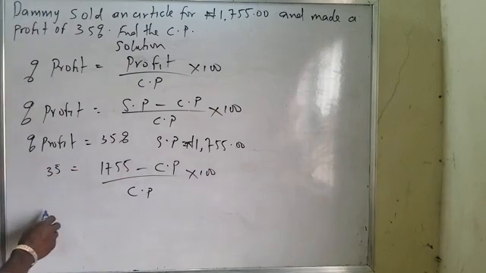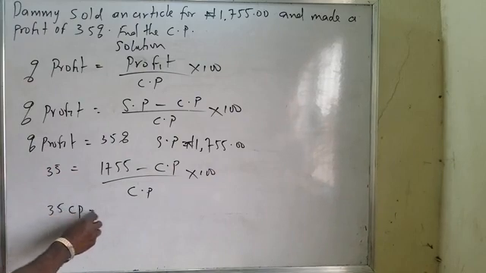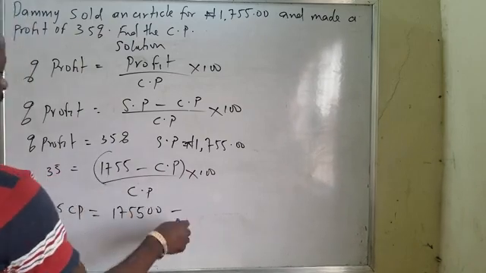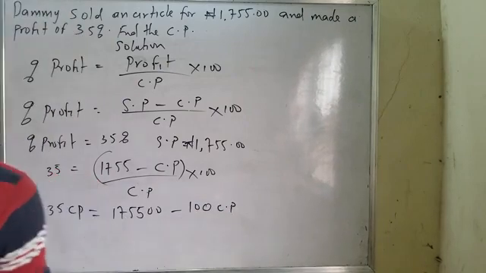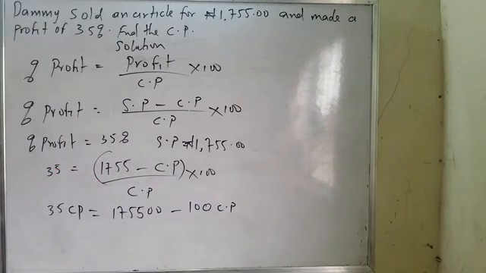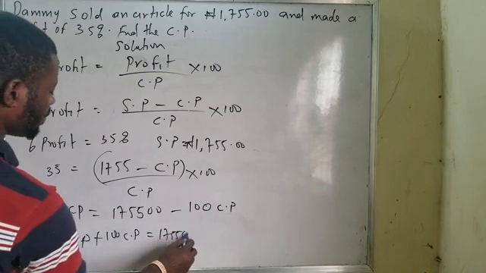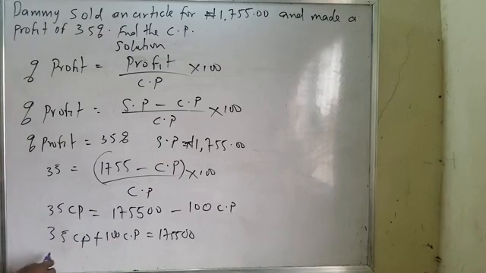It means I'm saying that 35 cost price equals 175,500 minus, I'm just opening a bracket now, 100 cost price. Now it means that cost price plus 100 cost price equals 175,500. This and this will be 135. 135 cost price equals 175,500.